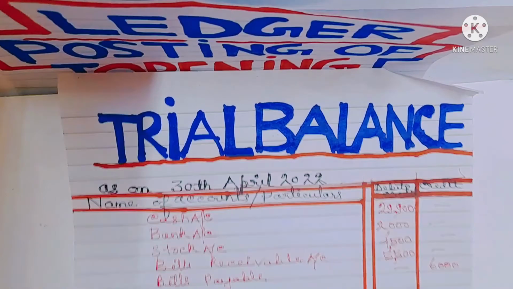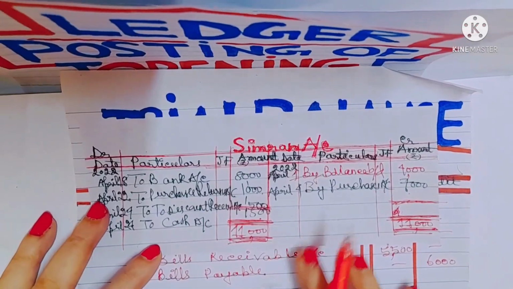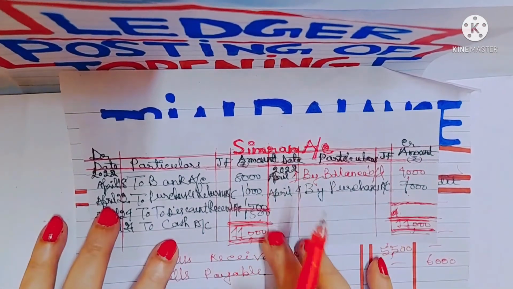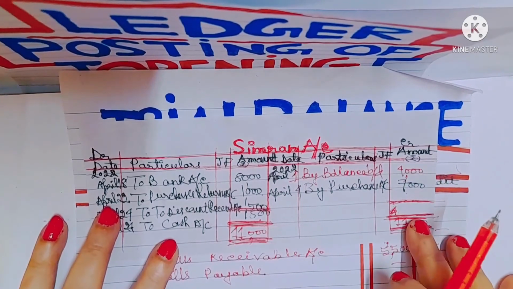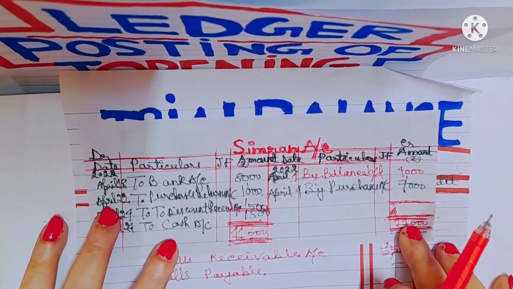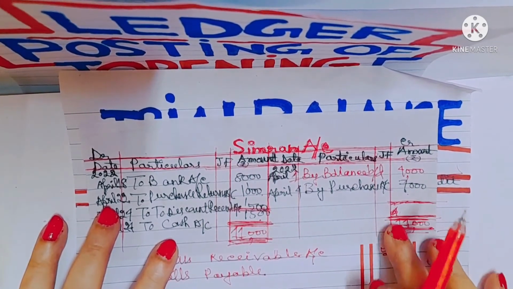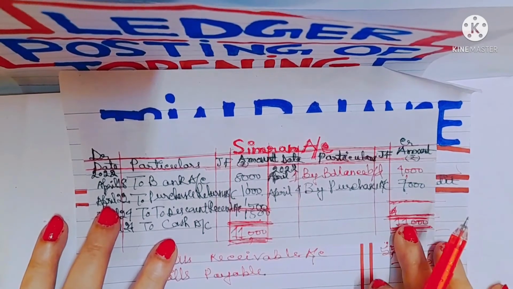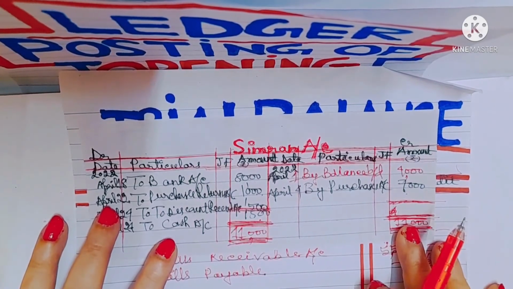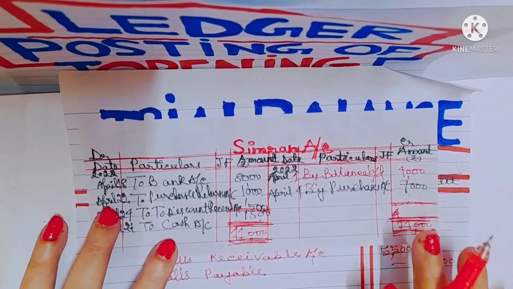Simran account. See, Simran's debit total is 11,000, credit total is 11,000. So Simran account shows no balance. Since Simran's debit total is equal to credit total, there is no balance. So Simran account will not appear in trial balance. Understood? Let's see the next account.